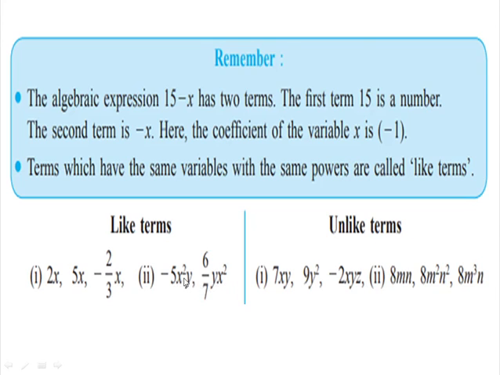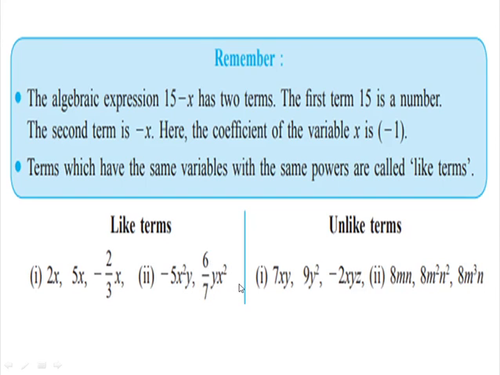If you look, the index of x here is 2. Also, here the index of x is 2. Here the index of y is 1. Whenever the index is not given, we consider it as 1. Hence, the index of y is the same in both the terms. Hence, negative 5x square y and 6 upon 7 y x square are like terms.